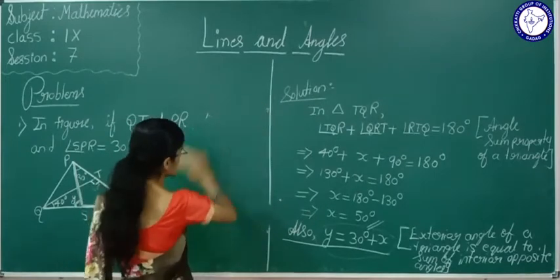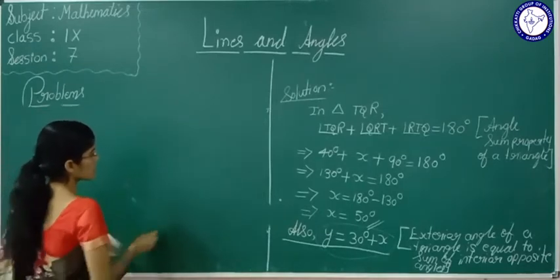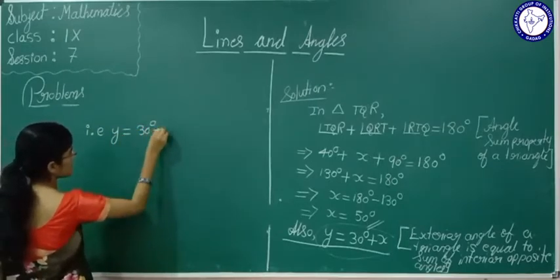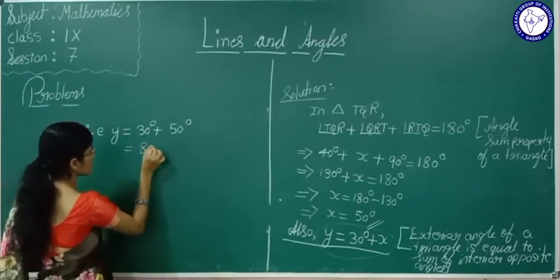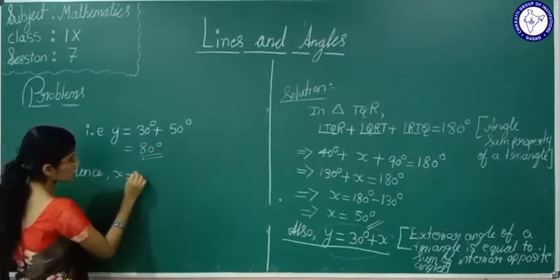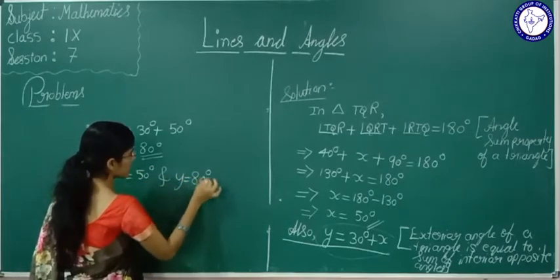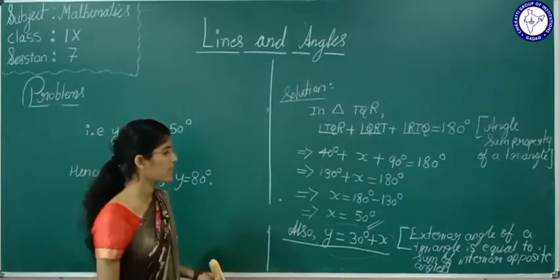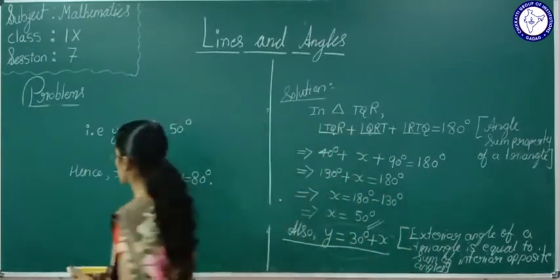So now we will substitute the values here. Say y is equal to 30 degree plus, what is the value of x? 50 degree. 30 degree plus 50 degree is 80 degree. Hence, x is equal to 50 degree and y is equal to 80 degree. Whatever theorems we studied in the last class, we have applied in this problem. Now we will see the second problem.